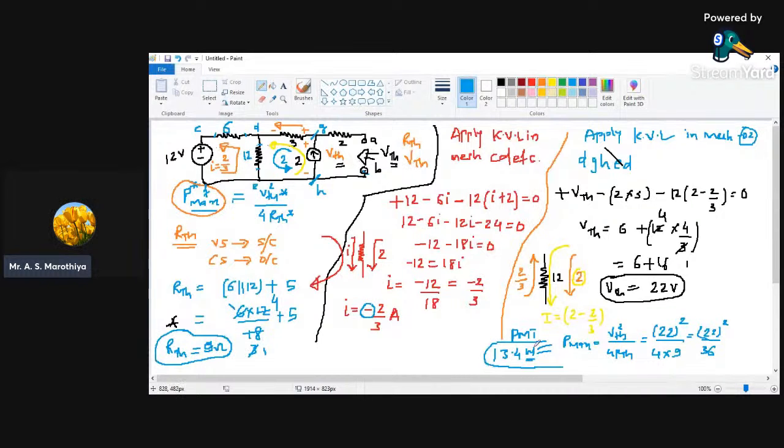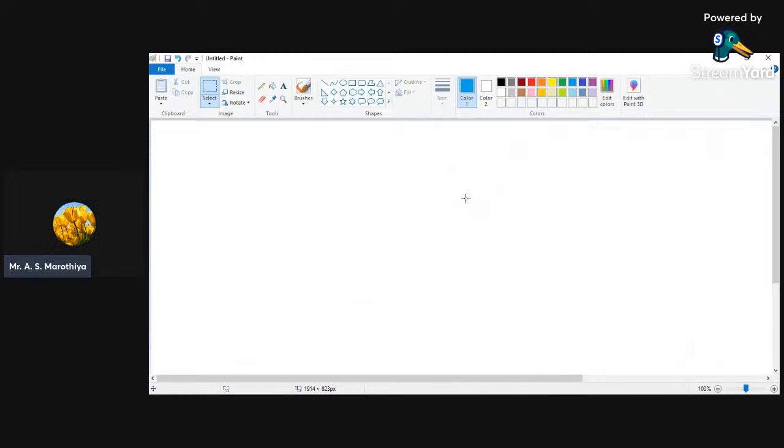The thing is that according to this theorem, the maximum power is delivered from source to load when only the value of load resistance is going to be equal to the equivalent Thevenin's resistance of that particular network. This is very important, and this is we need to deal with maximum power transfer theorem in case of a DC circuit. I hope this is clear to everyone.